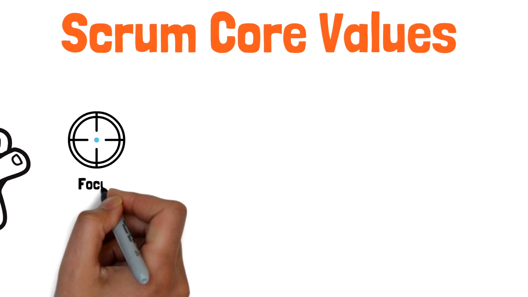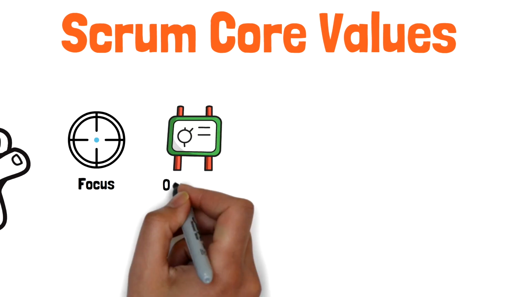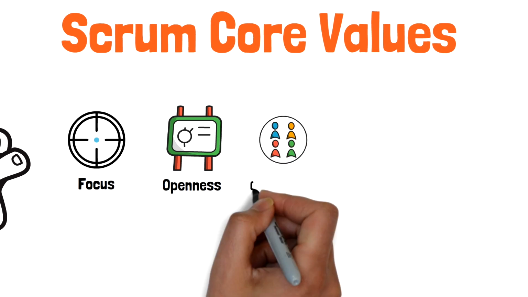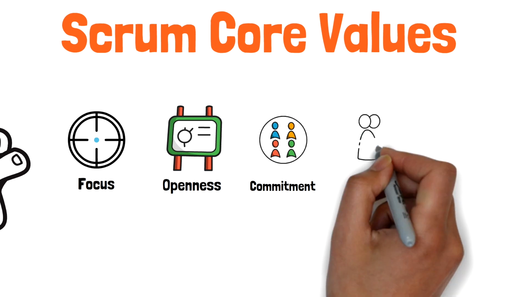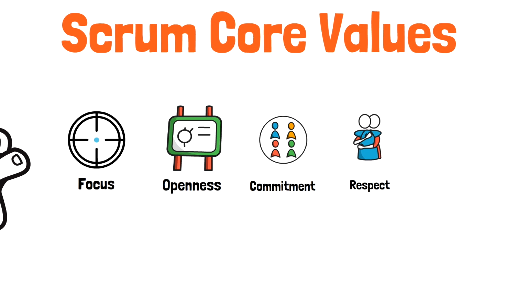Focus. Scrum teams are focused on delivering value to customers. Openness. Scrum teams are open about their work and processes. Commitment. Scrum teams are committed to delivering the product backlog. Respect. Scrum teams respect each other and their stakeholders. Courage. Scrum teams have the courage to make decisions and adapt to change.